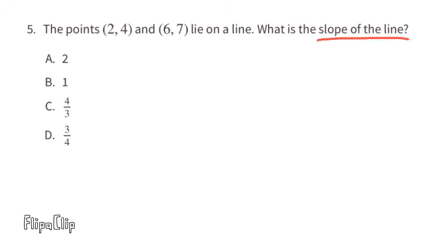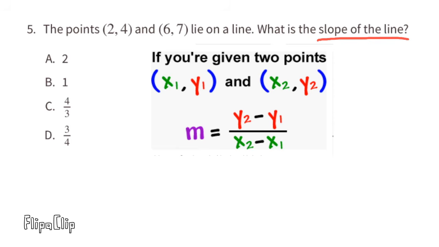Problem number 5. The points (2, 4) and (6, 7) lie on a line. What is the slope of the line? We can use this formula to find the slope of these two sets of points. M, the slope, will always be equal to the difference of the y values divided by the difference of the x values. So we can write this as m equals y2 minus y1 over x2 minus x1.